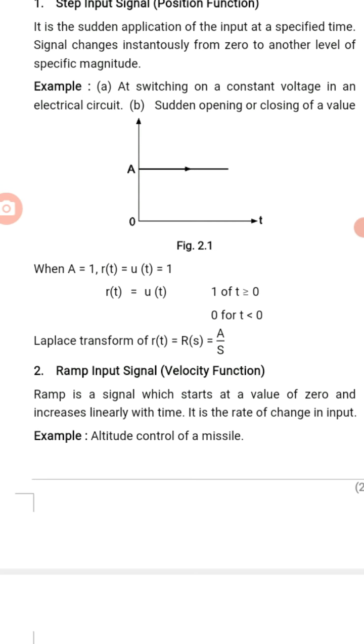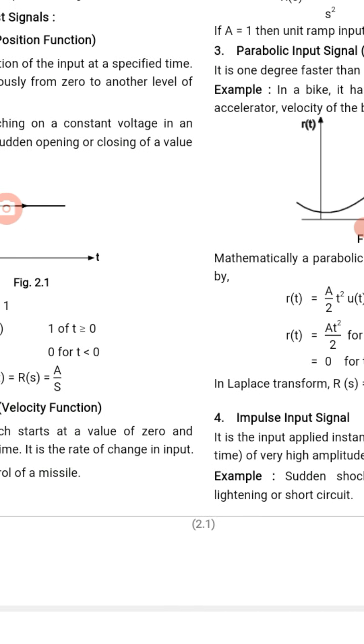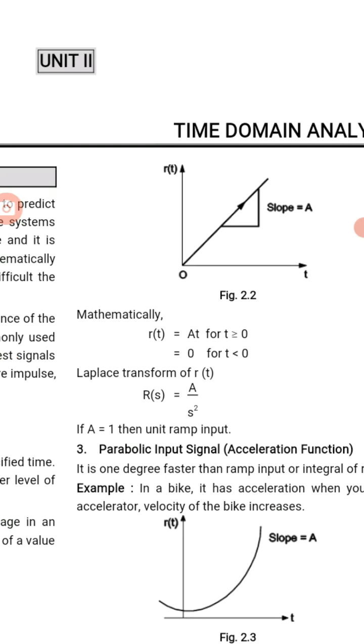Second is ramp input signal, which is also called velocity function. Ramp is a signal which starts at a zero value of time and increases linearly with time. It is rate of change of input, as given into this signal is ramp signal. That means on the y-axis r of t is there and on the x-axis t is there. Slope of this signal is capital A.